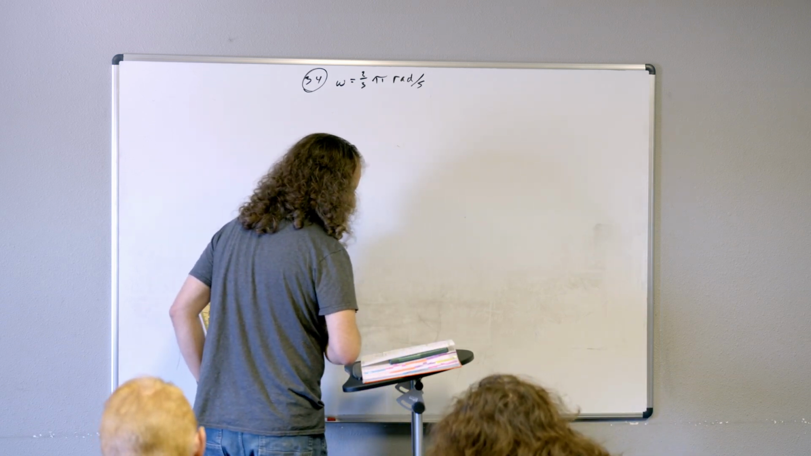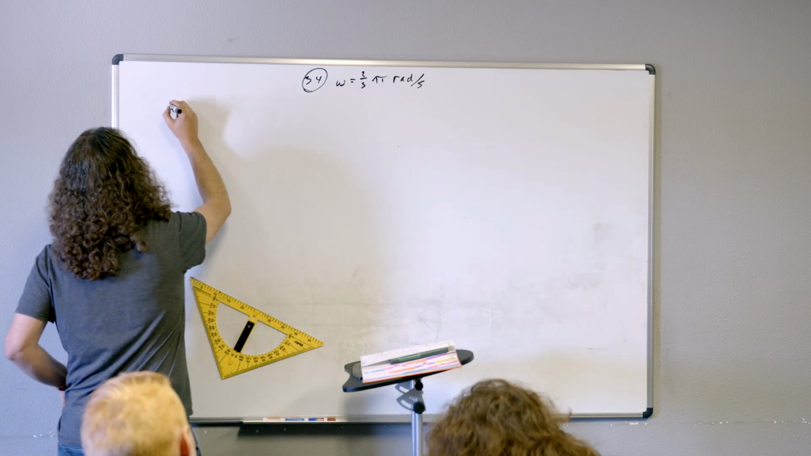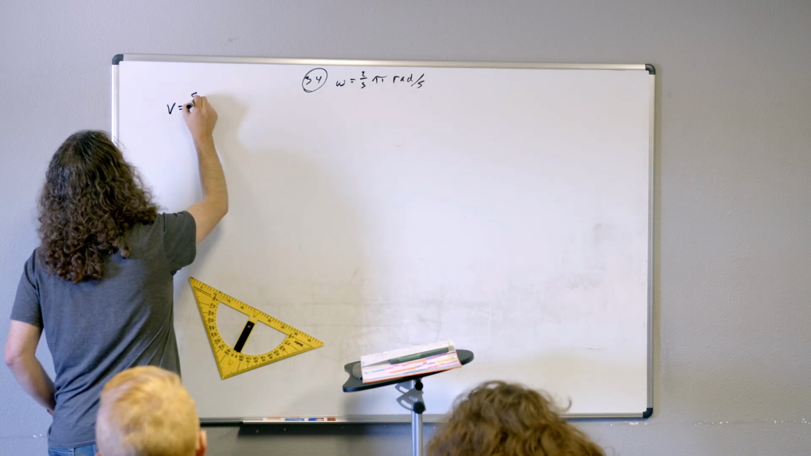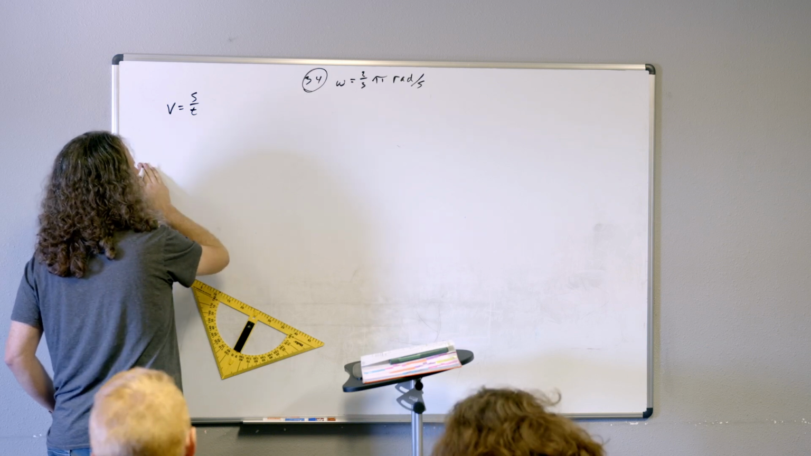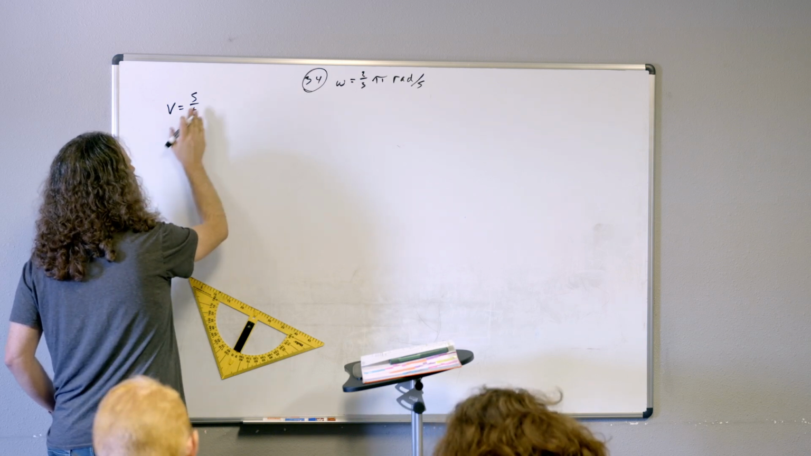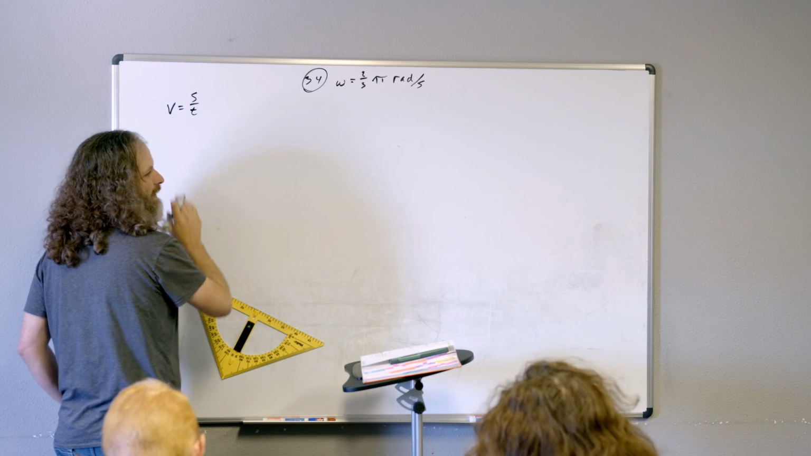Is it the fancy V equals S over T? So what is that one? Velocity equals... linear velocity, right? Oh, is that vector over time? Yeah. So that's not it.